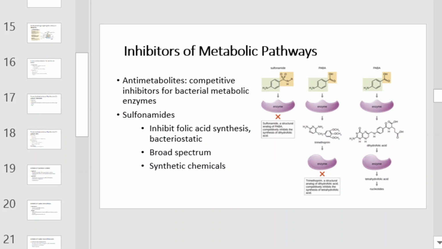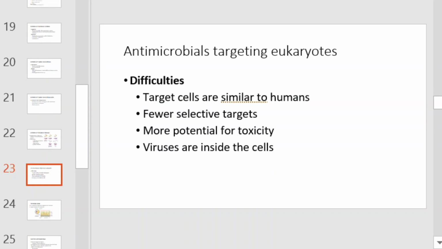Inhibitors of metabolic pathways. Antimetabolites are antimicrobials that inhibit or compete for bacterial metabolic enzymes. Sulfonamides are examples of specific antimicrobials that work in this way. They inhibit folic acid synthesis and can be bacteriostatic. They are broad-spectrum antimicrobials.